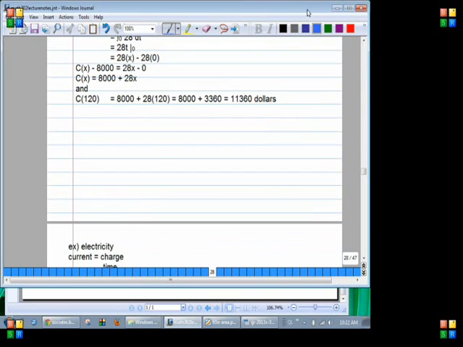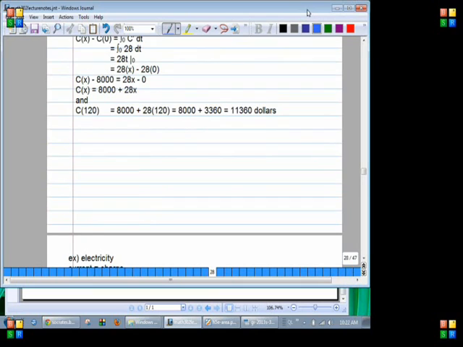Okay. Electricity. All right. So what is electricity? Movement of electrons. It's the movement of electrons. Exactly. That's a great, short, precise definition of it.